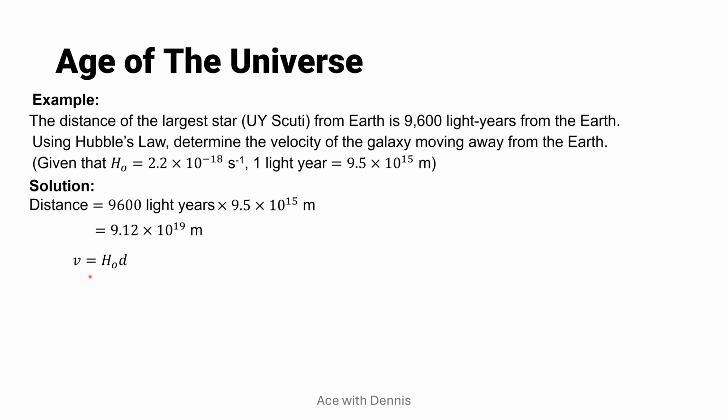Now we can apply the Hubble's law, V equals H0 D. H0 given is 2.2 times 10 to the power of negative 18. Then times the distance 9.12 times 10 to the power of 19. We calculate everything, we'll get 200.64 meters per second.